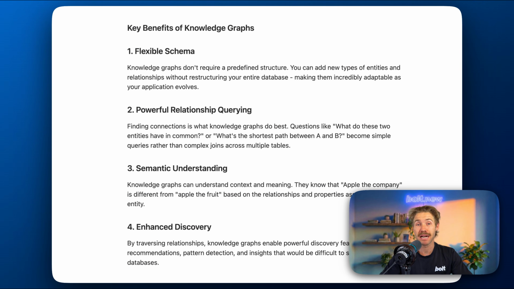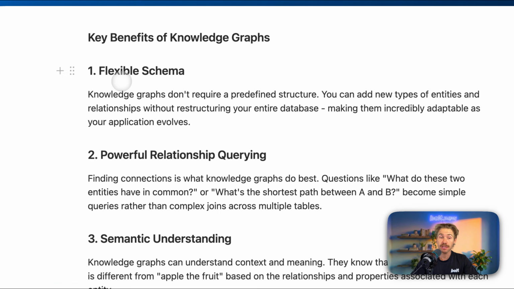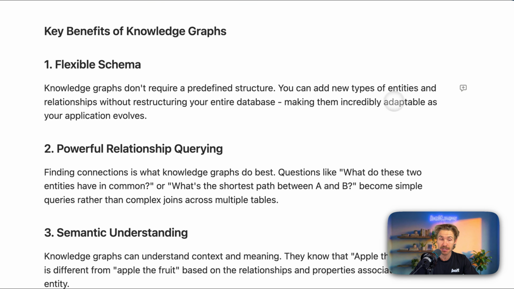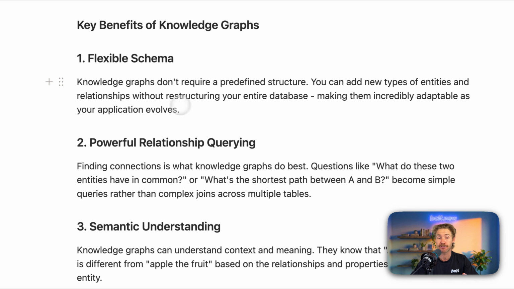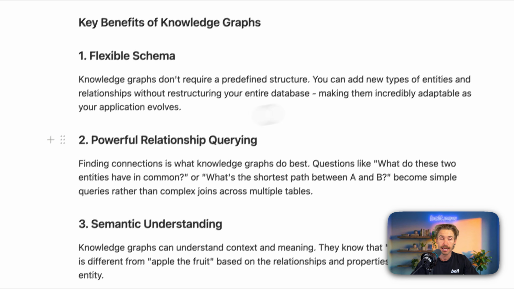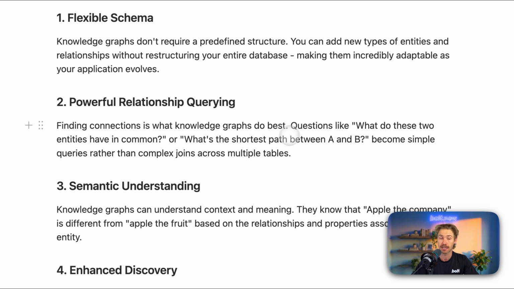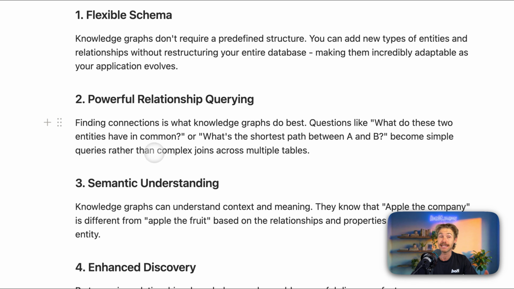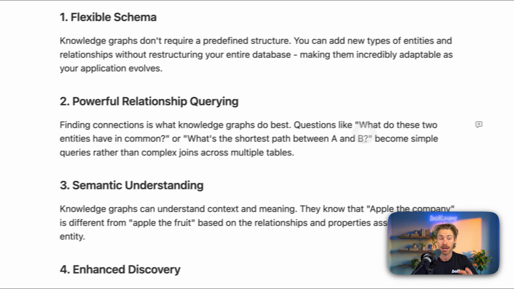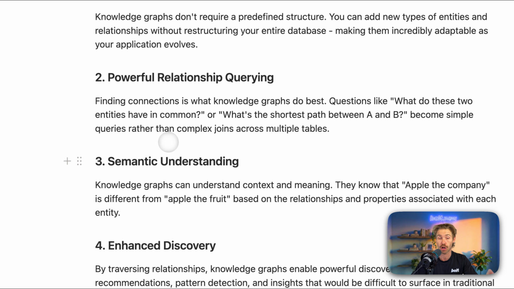So what are the key benefits of a knowledge graph? Well, firstly, because they have a flexible schema, they don't require a predefined structure. You can add new types of entities and relationships without restructuring the entire database. They have powerful relationship querying. So finding connections is what knowledge graphs do best. Questions like, what do these two entities have in common? Or what's the shortest path between A and B become very simple queries rather than complex joins across multiple tables.